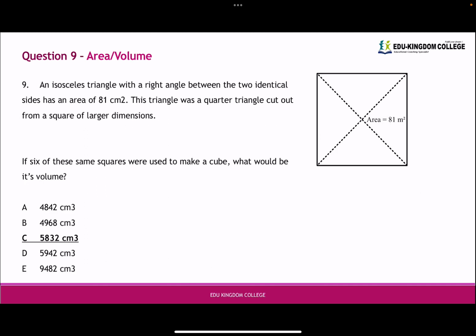Now, question 9, we have a square with 1/4 of it being area 81. So 81 times 4 is 324. So the area of the square is 324 centimeters squared. Now, to find the side length, it should be side times side. So x squared equals 324. X is 18 centimeters, okay?